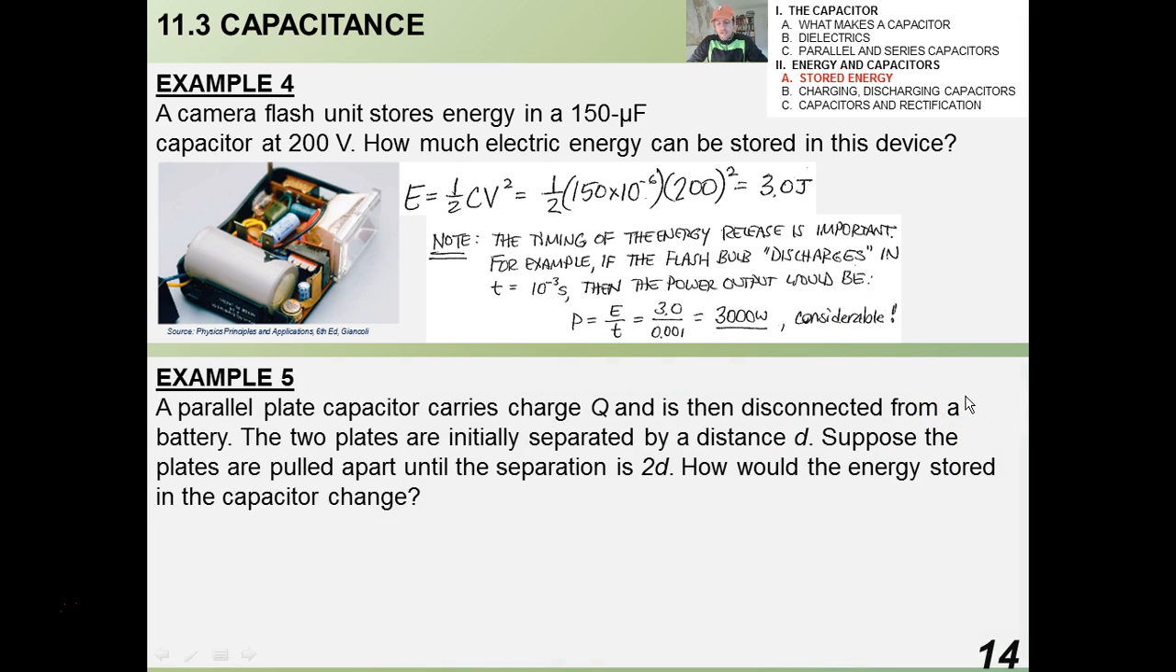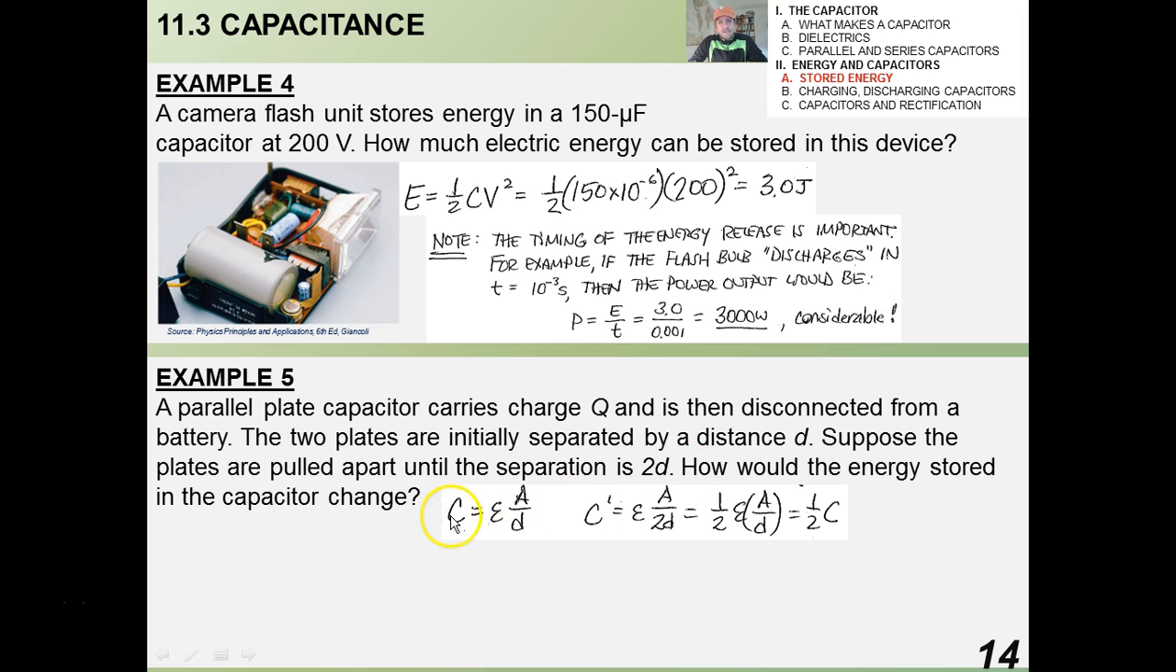How about this one? This is the kind of question you'll be asked a lot, where it's more of a qualitative question: you're given a parallel plate capacitor and asked how certain variables change when other variables change. Okay, try this one. It carries a charge Q and is then disconnected from a battery. The plates are initially separated by a distance d. What happens if the plates are pulled apart until they are a distance of 2d apart? How would the energy stored in the capacitor change? Well, effectively, you have 2 different capacitors, right?